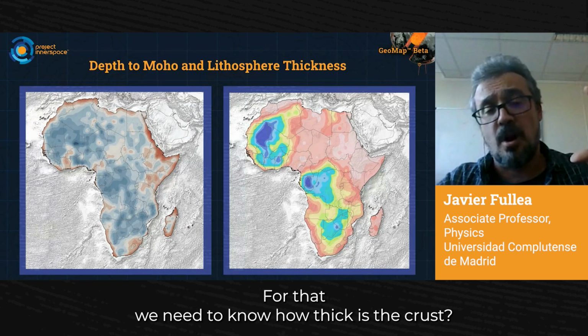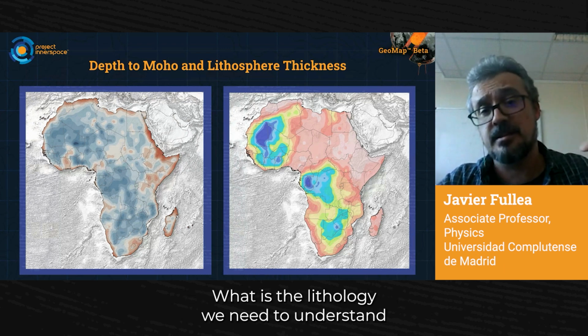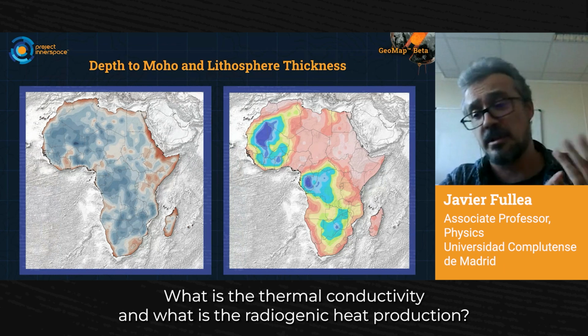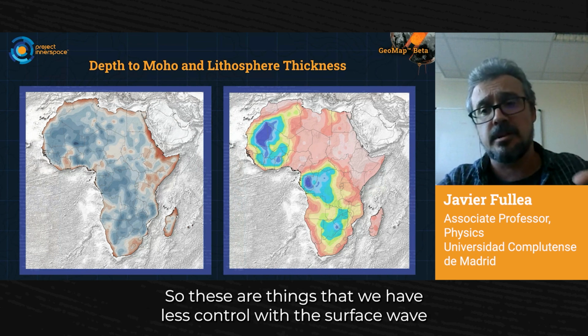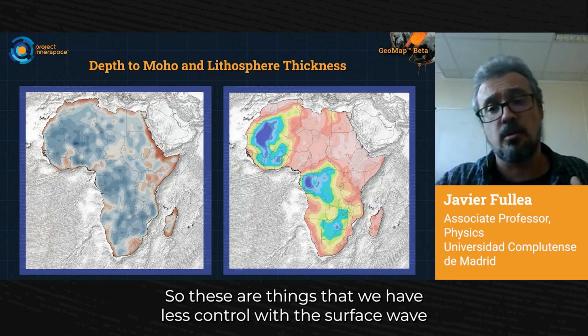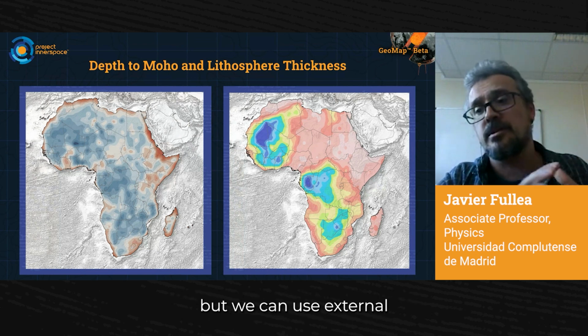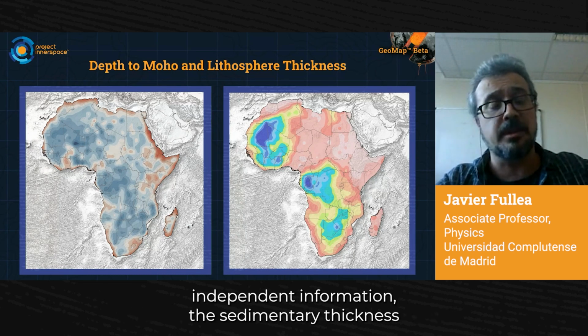And for that, we need to know how thick is the crust. Is there a sedimentary layer? How thick is it? What is the lithology? We need to understand, in order to constrain the geotherm, what is the thermal conductivity and what is the radiogenic heat production. So these are things that we have less control with the surface wave data that we are jointly inverting with other measurements.